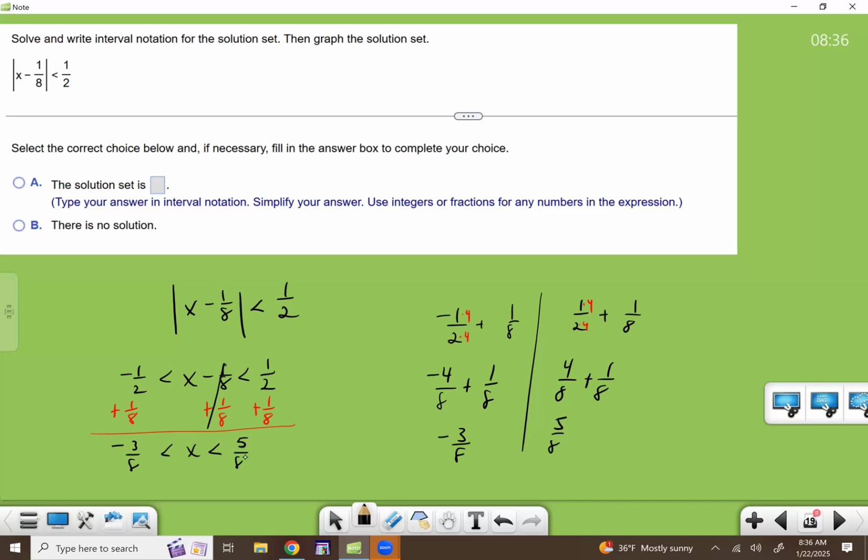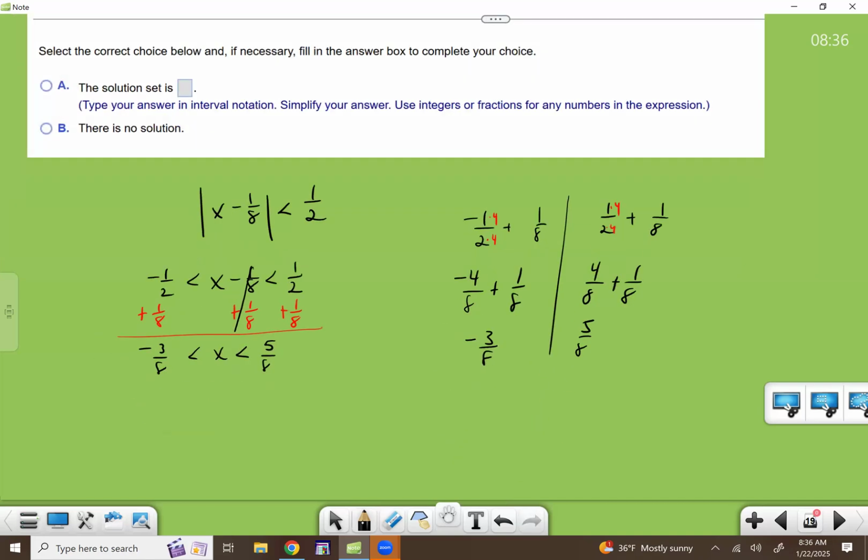Now, the solution set, they say they want it in interval notation, so we can't put it in this way. Remember that when you have a three-part inequality like this, it means the numbers between. It'll always mean the numbers between those two numbers. So if I were to graph this, let me just put a quick graph up here. Negative 3/8, positive 5/8. I already know I'm graphing the numbers between. Now, because there's no or equal to's, they're just less than signs, we're going to use parentheses. So our interval notation is parentheses, negative 3/8, comma 5/8.